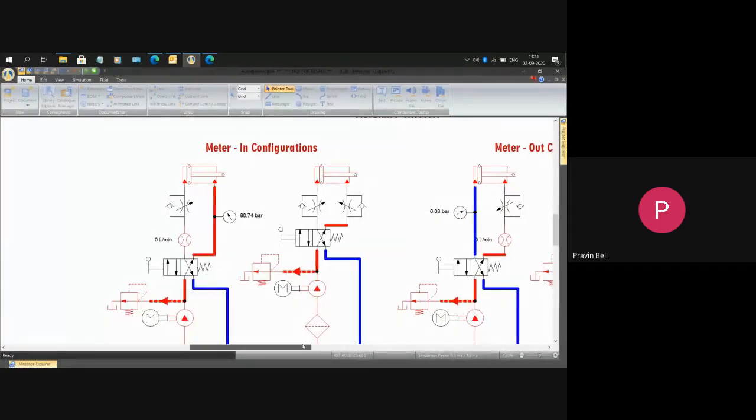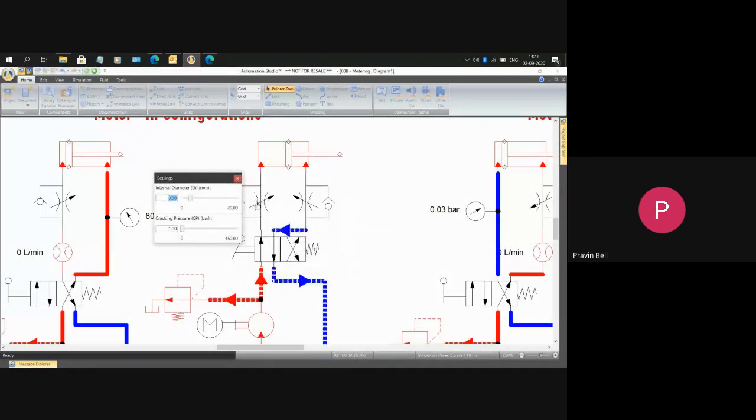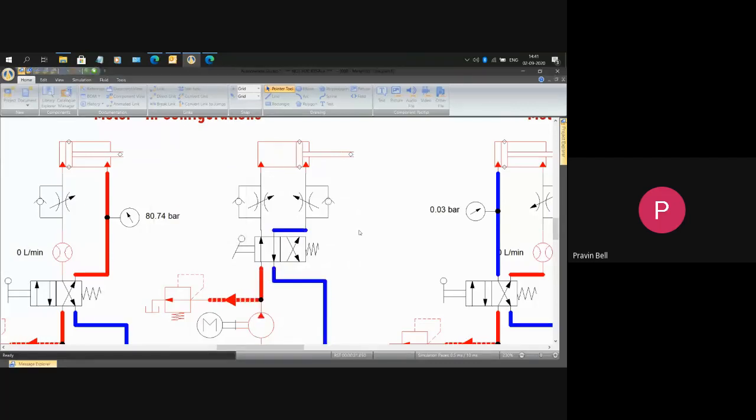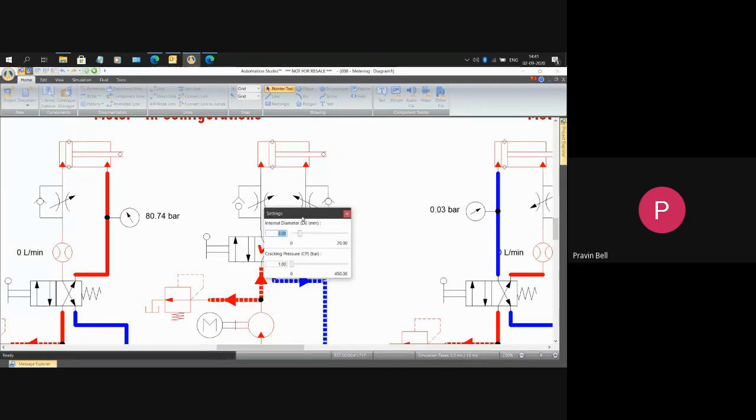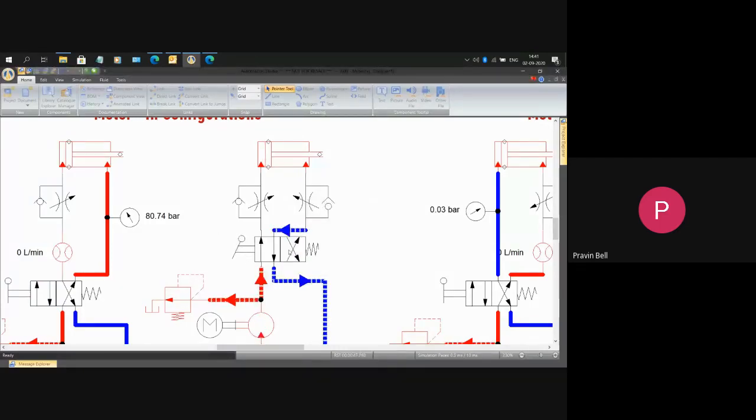In the second circuit, in the forward direction, I'm controlling the fluid through this particular orifice here. And in the reverse direction also, I am controlling the fluid going into this particular cylinder from the opposite side. So from both sides, I can control the flow in. So this is the meter in configuration.